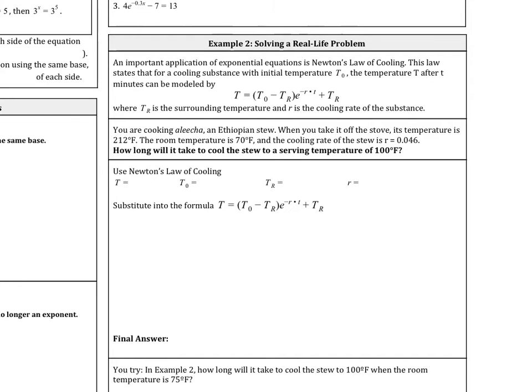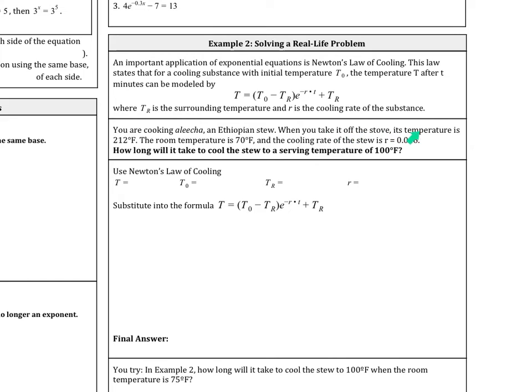So let's try a word problem. An important application of exponential equations is Newton's law of cooling. This law states that for a cooling substance with initial temperature T sub 0, the temperature T after t minutes can be modeled by this equation, where T_R is the surrounding temperature and r is the cooling rate of the substance. So you're cooking an Ethiopian stew, alicha.